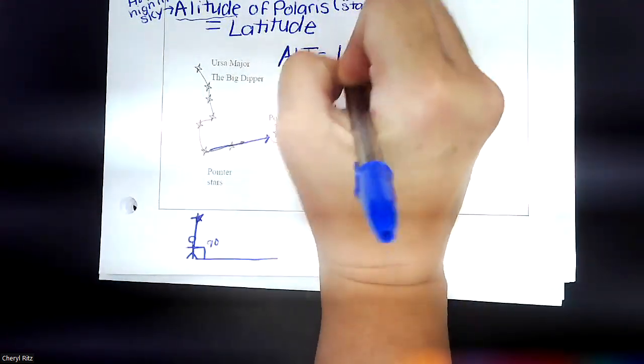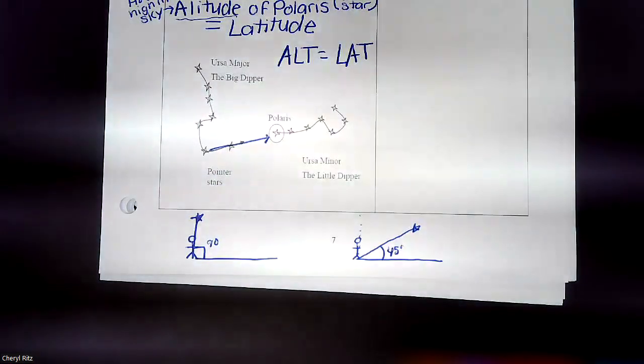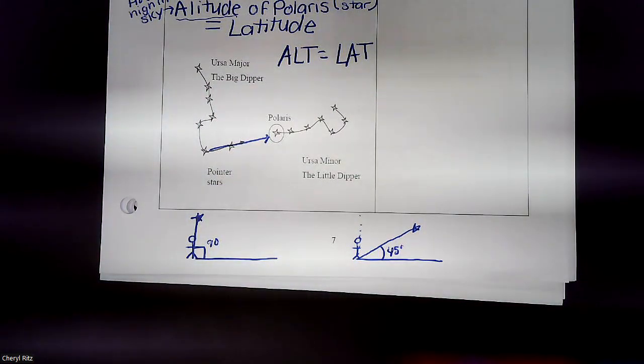altitude equals latitude. Guys, I can tell you right now, this will be on the Regents. There are not many things that I can confidently say will show up on the Regents. This is one of them. You must know that the altitude of Polaris equals the latitude of whoever's looking at it in the Northern Hemisphere. Let me explain why this works.